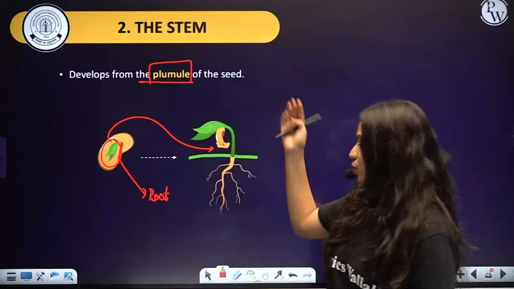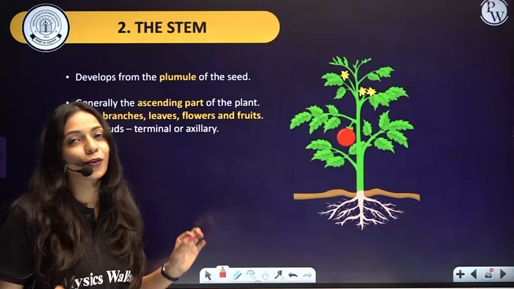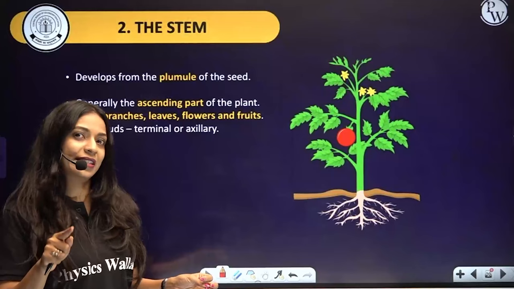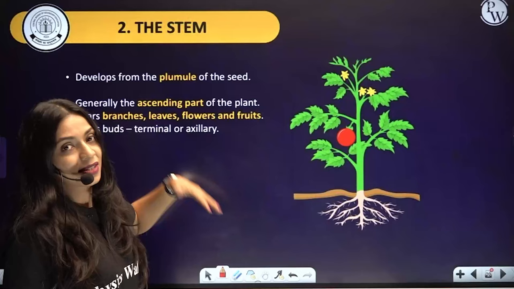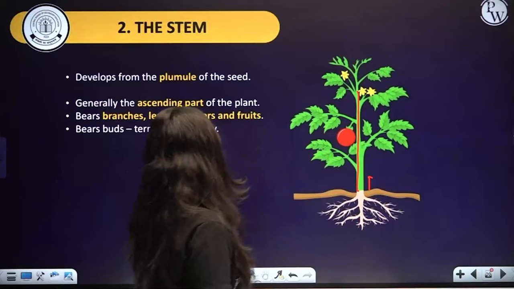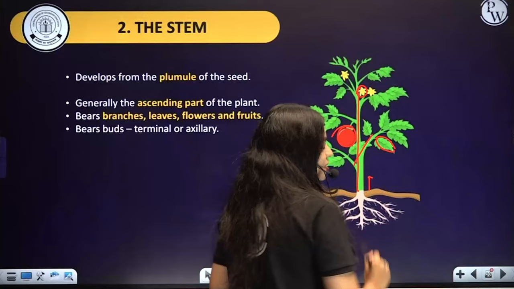Now, let's learn about some other features of stems. So generally, it is the ascending part of the plant. I want you to focus that every time you're saying usually or generally, there will be exceptions because you can also find stems underground. We'll get to it in just a little bit. But for now, remember, usually, so far, whatever you've learned, stems are the ascending parts of the plant. So this stem, this is the ascending part of the plant. And what is its function? Basically, these stems bear branches, leaves, flowers, and fruits. So in stems, you can find leaves, flowers, branches, fruits, and all of that.